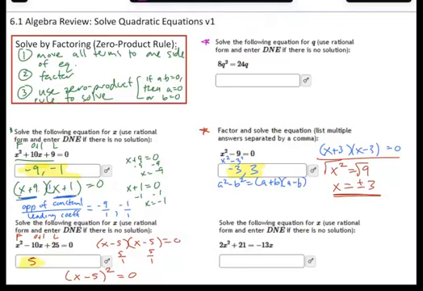All right, I want you to try these remaining two questions here, the top and bottom one. These are the ones that are a little bit harder, okay? But see if you can find the solutions to those by factoring and setting the factors equal to 0 to get your solutions.